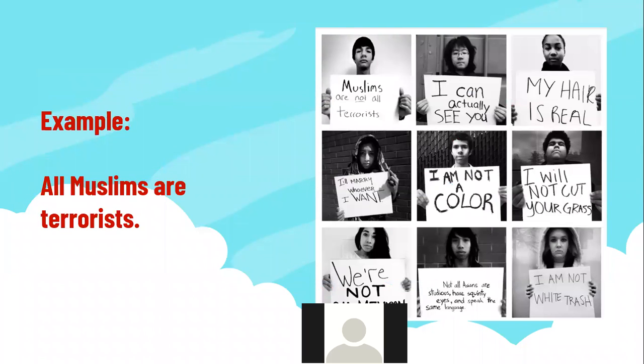Example, all Muslims are terrorists. Just because there are extremists or fundamentalists who are Muslims, then the tendency of other people is that they generalize that all Muslims are terrorists because there are Muslims who are fundamentalists or extremists. That's why stereotyping happens, because they generalize.